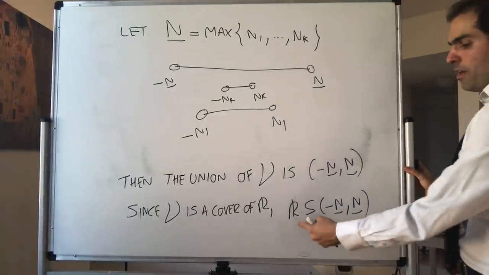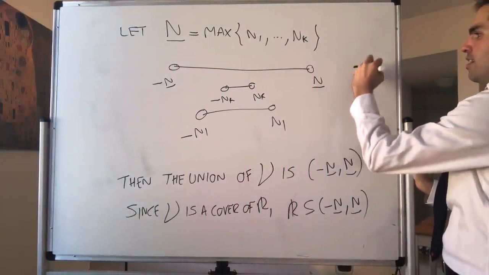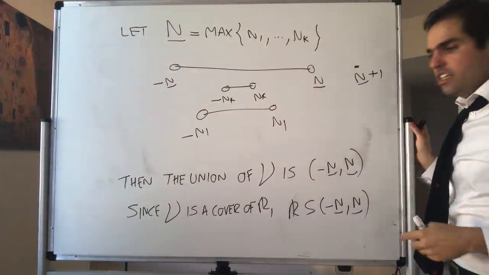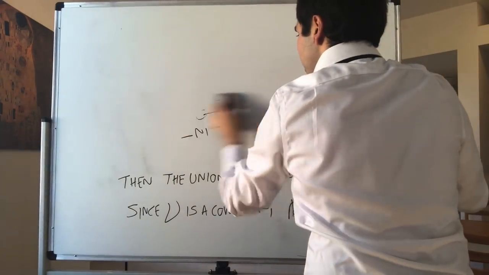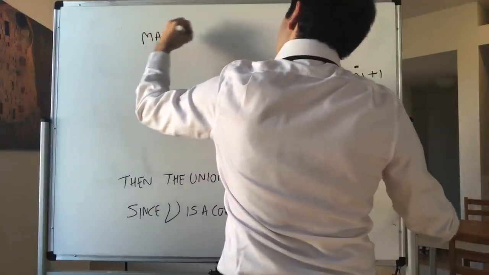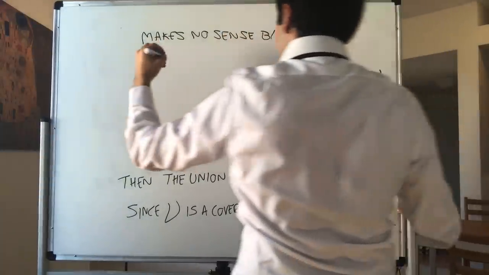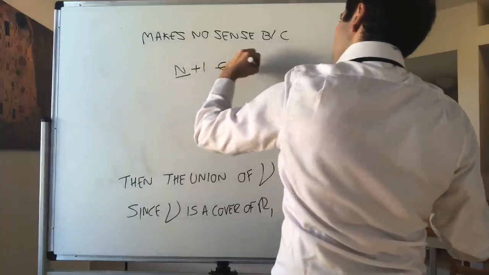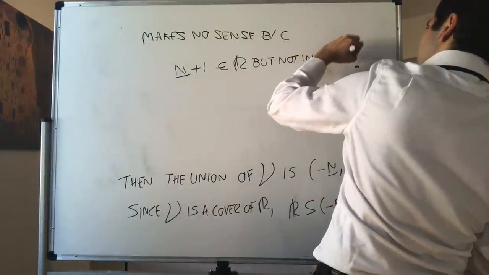But then that's a problem. We cannot fit the whole real line in this interval because, for instance, capital N plus 1 is a real number, but not in that interval. But this makes no sense. Because capital N plus 1 is in R, but not in minus capital N, comma capital N.